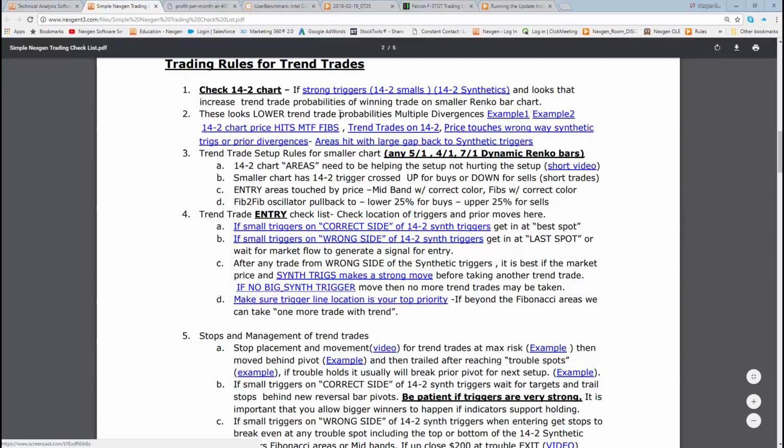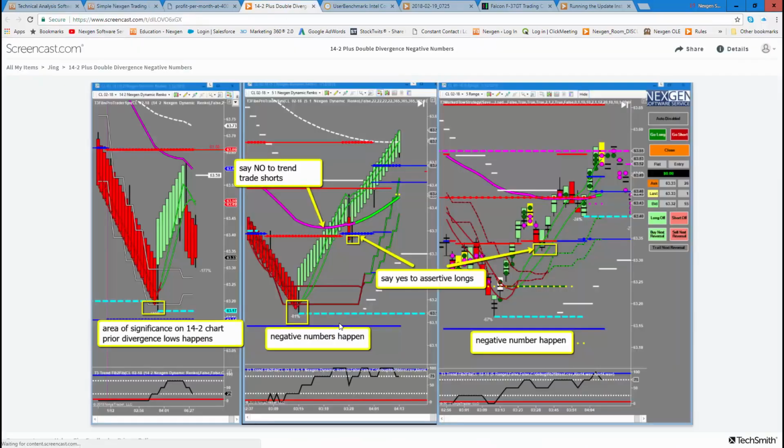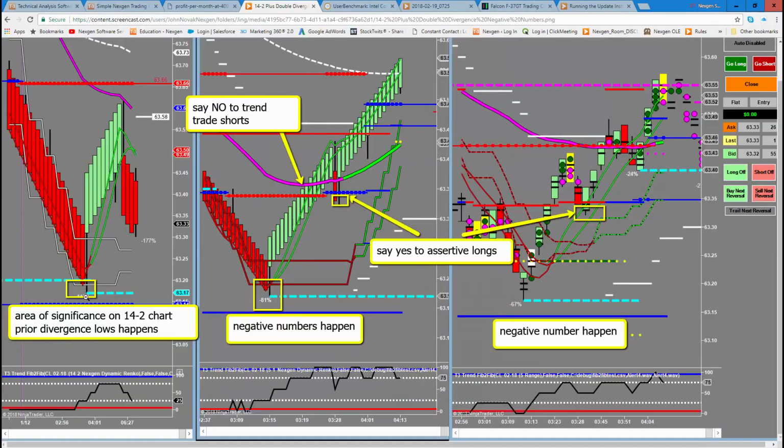So what I want to do is kind of go the opposite route and talk about number 2 in our trading plan. What are the things that happen on a chart that cause trend trades to no longer be very favorable? And I'll give you a couple of examples here. And again, one of the examples is our divergence indicator.